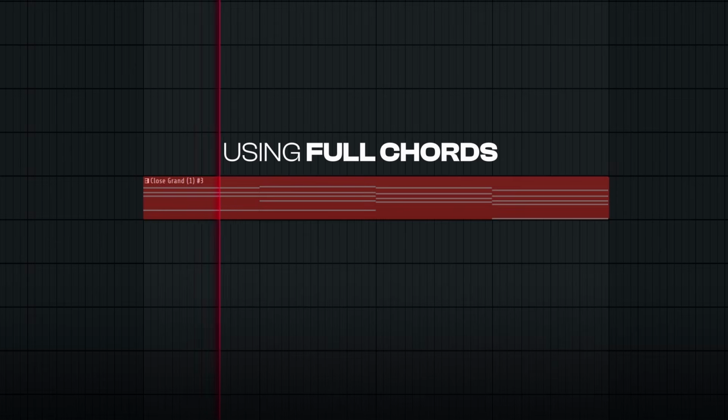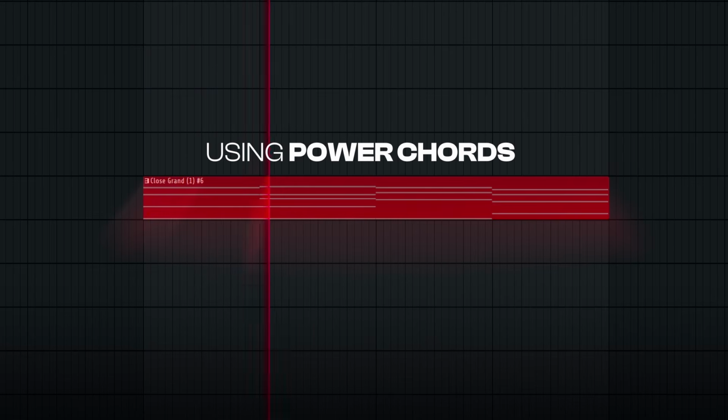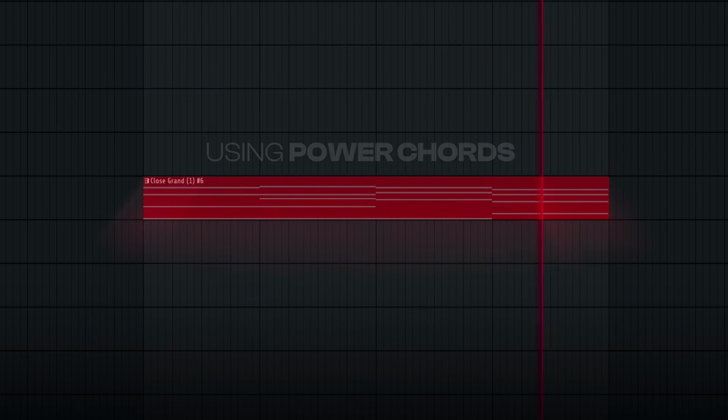This creates what's called a power chord, and it can help your melody go from this to this. But that's just one out of 5 important things to know.